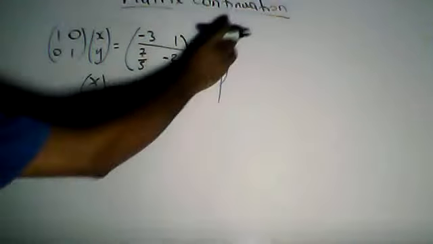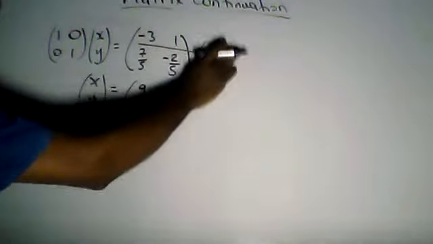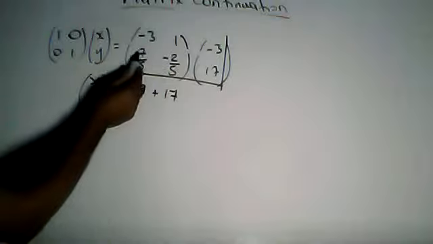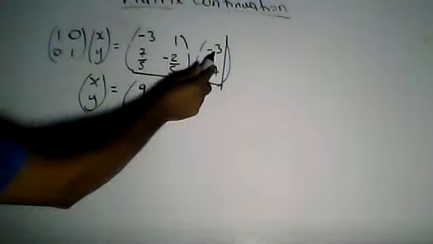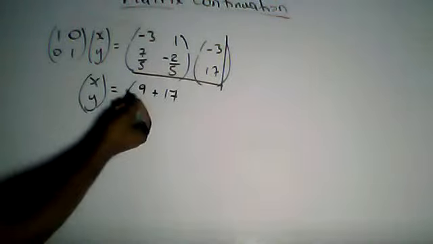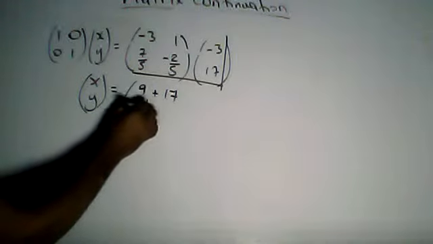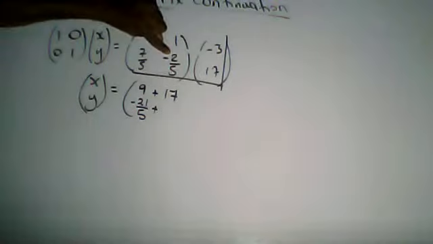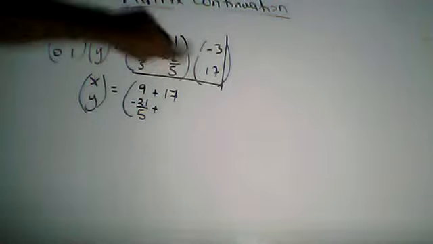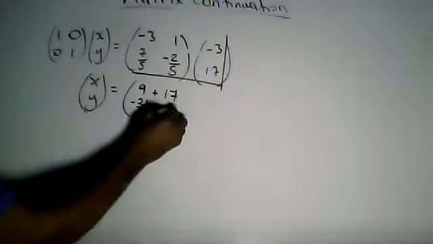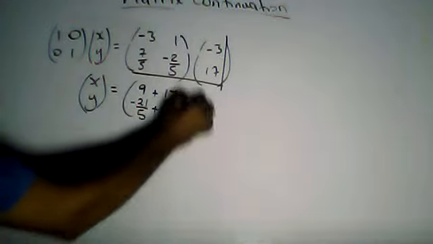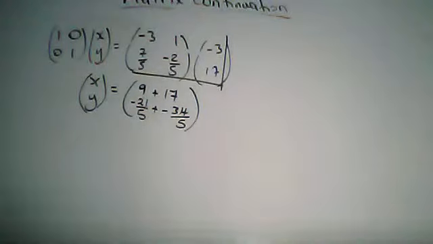Then we don't have any more columns, so we're going to have to move on to the second row, first column. So what we're going to have is 3 over 5 times negative 3. That's going to give me negative 21 over 5, plus what I'm going to have here. I'm going to have to multiply the negative 2 over 5 times 17, which is going to give me negative 34 over 5. Close bracket.